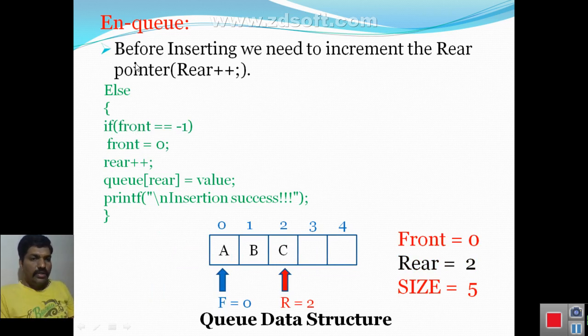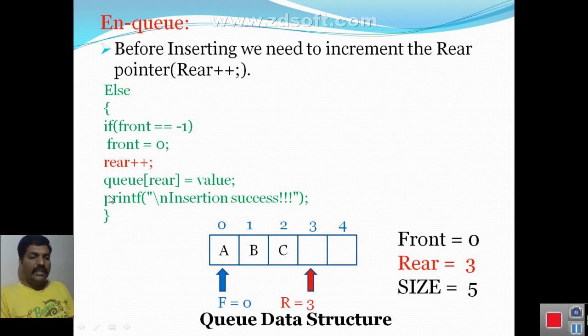Next, before inserting we need to increment the rear pointer, rear plus plus. If I want to insert, I need to execute directly the third line, rear plus plus. Then the rear will move to the third location address. Then I can insert the element in the fourth location, address 3. You can see the increment indicated in red, and the rear pointer after incrementing came from 2 to 3. So that is the increment.